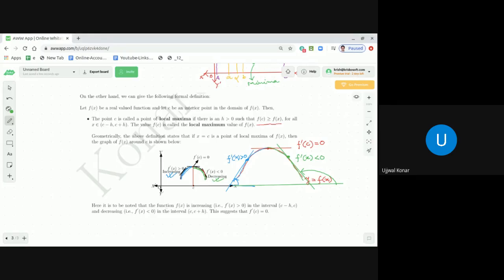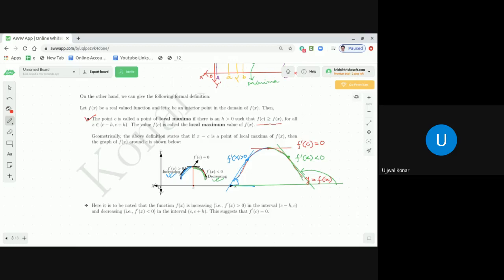that the point c is called a point of local maxima if there exists an h greater than 0 such that f(c) is greater than or equal to f(x) for all x belonging to the open interval (c minus h, c plus h). The value f(c) is called the local maximum value of f(x). Geometrically, the above definition states that if x equal to c is a point of local maxima of f(x), then the graph of f(x) around the point c will look like whatever you see, and I also described a few minutes back.